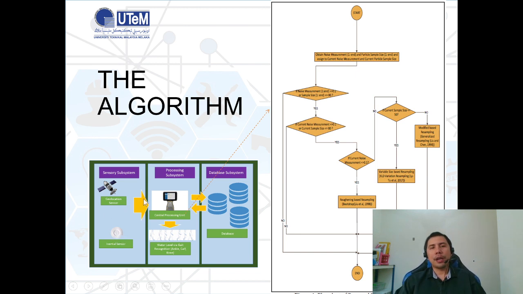The data will be processed by the processing component, which is a CPU processing unit located in the mobile application. Then it will process based on the water level recognized, for example ankle, calf and knee. After that it will also refer to the database subsystem, where we look up the information inside the storage.